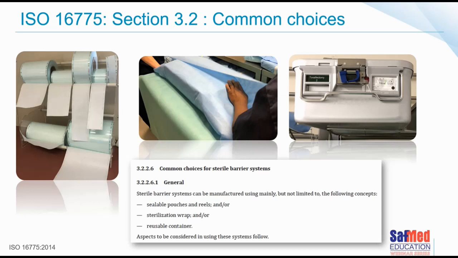And what aspects do we need to think about when we are using these systems? From here on out, I'm really going to refer mostly to sterilization reels, focusing on that. In webinar 4, I'm going to compare, well, not compare because they're two different entities, I'm going to refer to all these considerations that you should be bearing in mind when you're using sterilization wrap and when you're using sterilization containers.